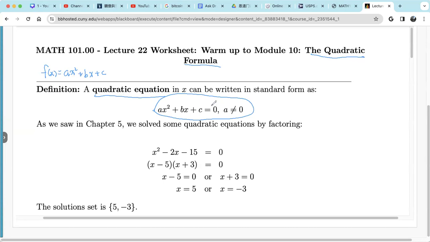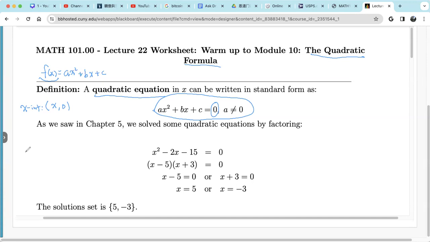So you see here equals to 0. That means the function value is 0, right? Or you can think of this as y. We have x-axis, y-axis, we have the xy plane. So y is 0. If y is 0, remember the points. When the y value is 0, we call it x-intercept. So solving these equations, especially this is a quadratic, we're looking for x-intercepts.